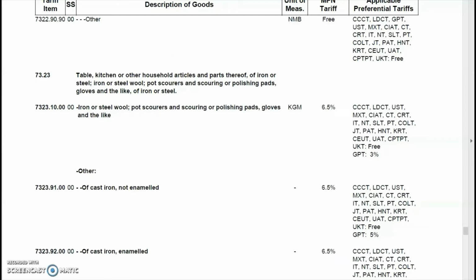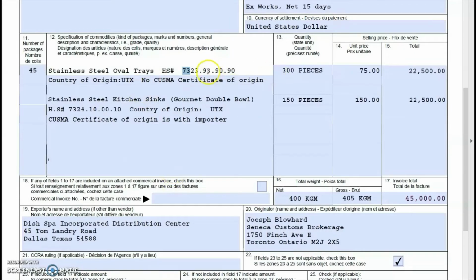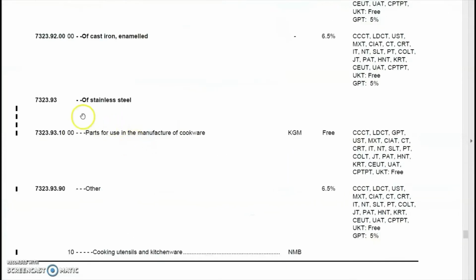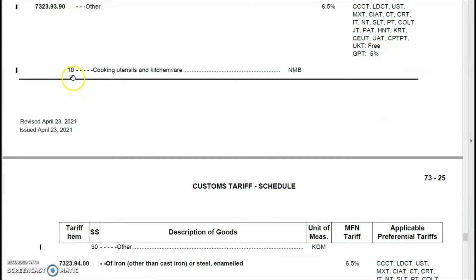Okay, so let's look up the first HS number. We've got to find it. Got to find the CCI first. So it's 7323 93 90 90. Now it's tricky. It flips to the other page. So even though this one's listed here, the duty rate is up here. And it's listed here. It has a different unit of measure. So make sure you get the unit of measure code and the duty from the customs tariff.